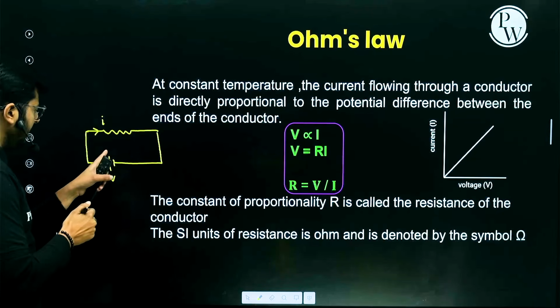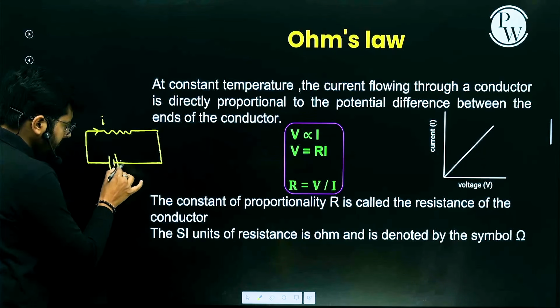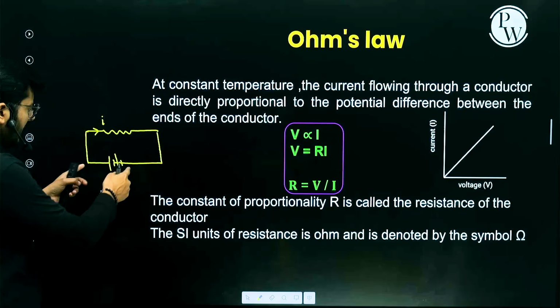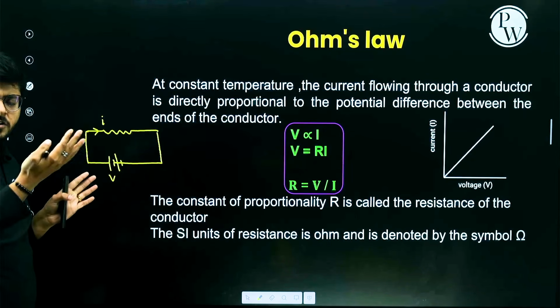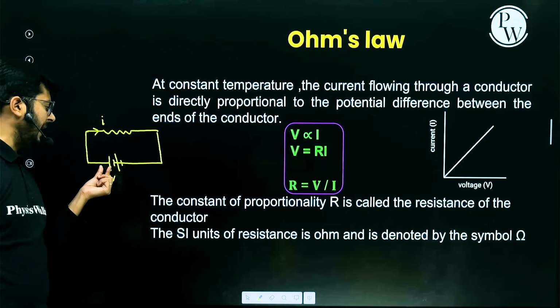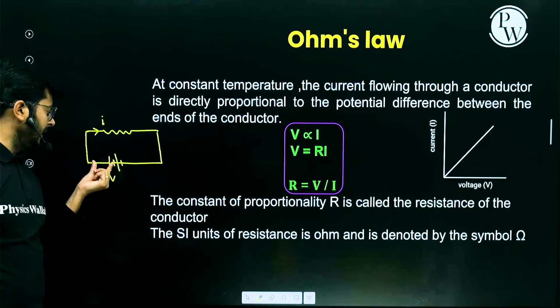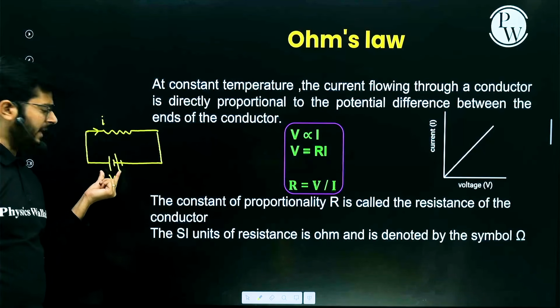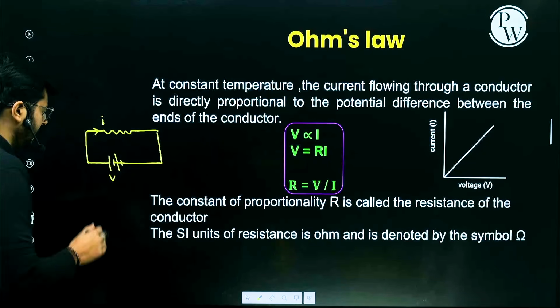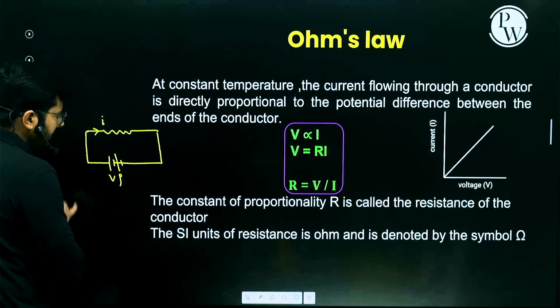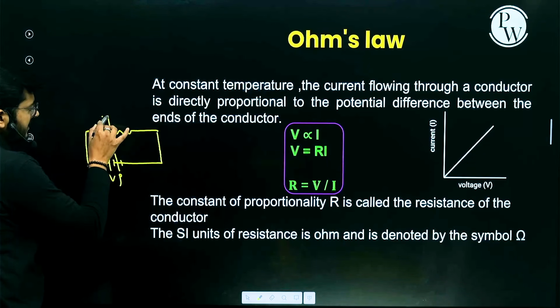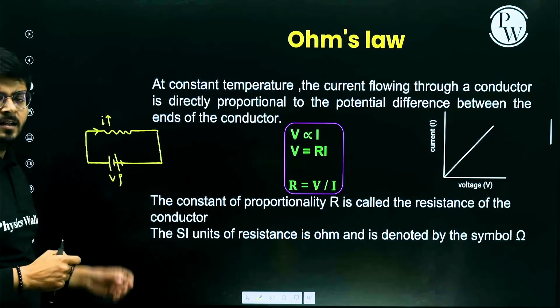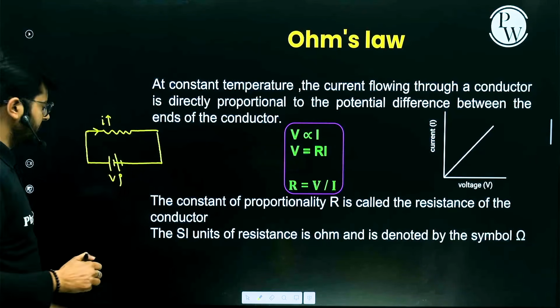I found that if I connect another cell in this fashion, I have effectively increased the potential difference. Earlier I had a 1.5 volt battery, now I have two batteries side by side, so I have 3 volt net potential difference. The potential difference is increased, and I found that the current is increased as well. Whatever resistance was there, now it is getting more current, right?